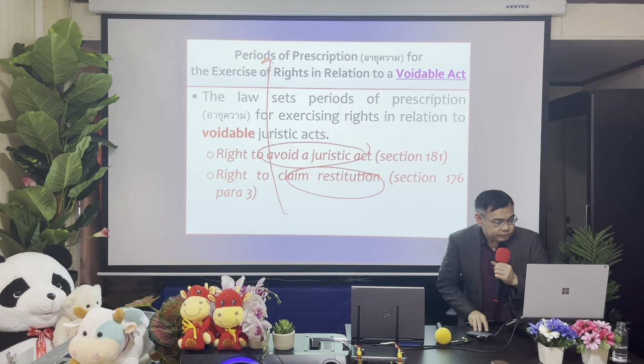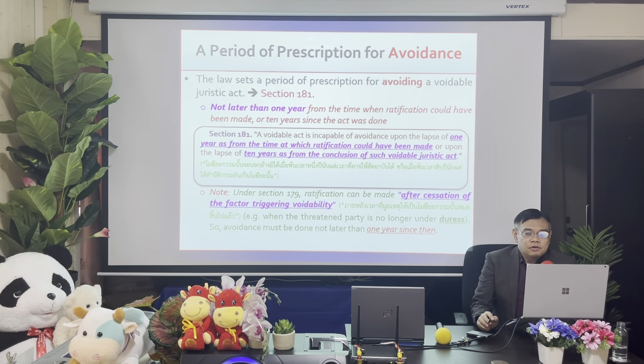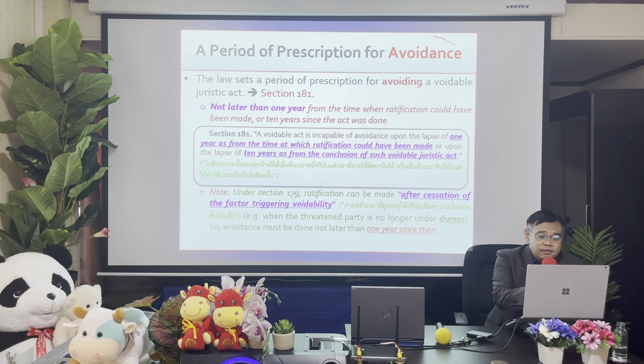Let's have a look at the period of prescription required by law for the purpose of avoiding the juristic act which is voidable. In this case, the law prescribes a period of prescription for avoidance.